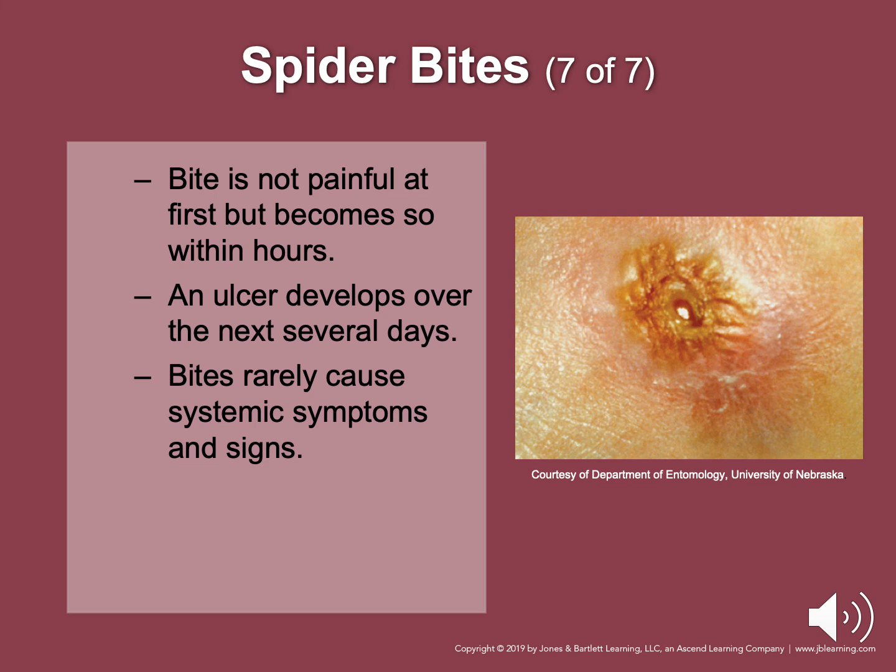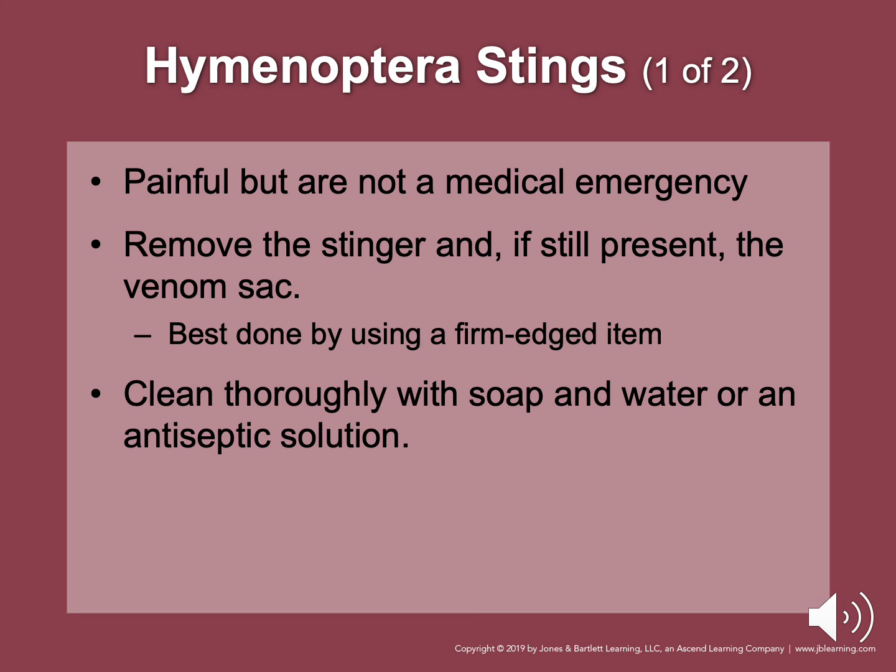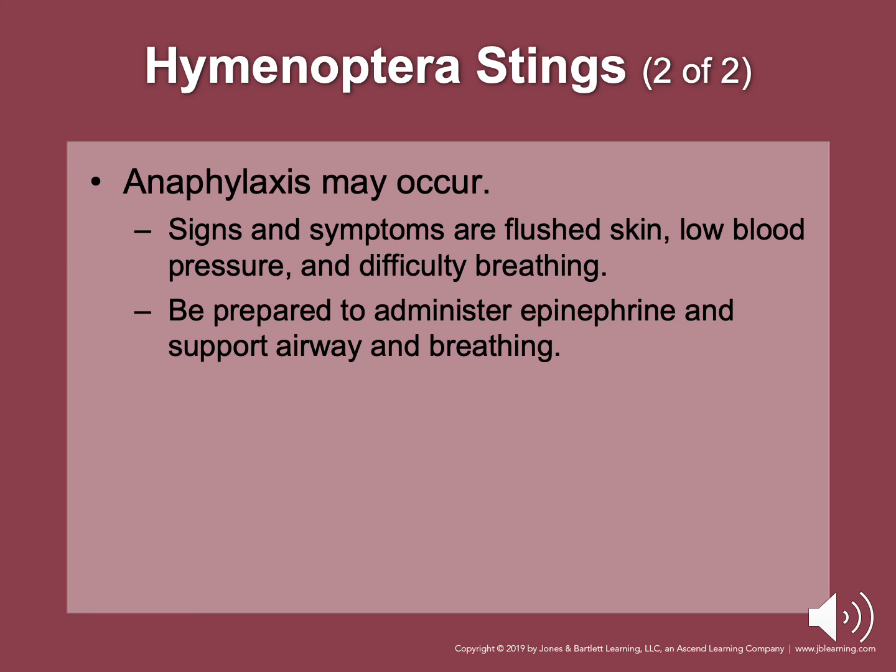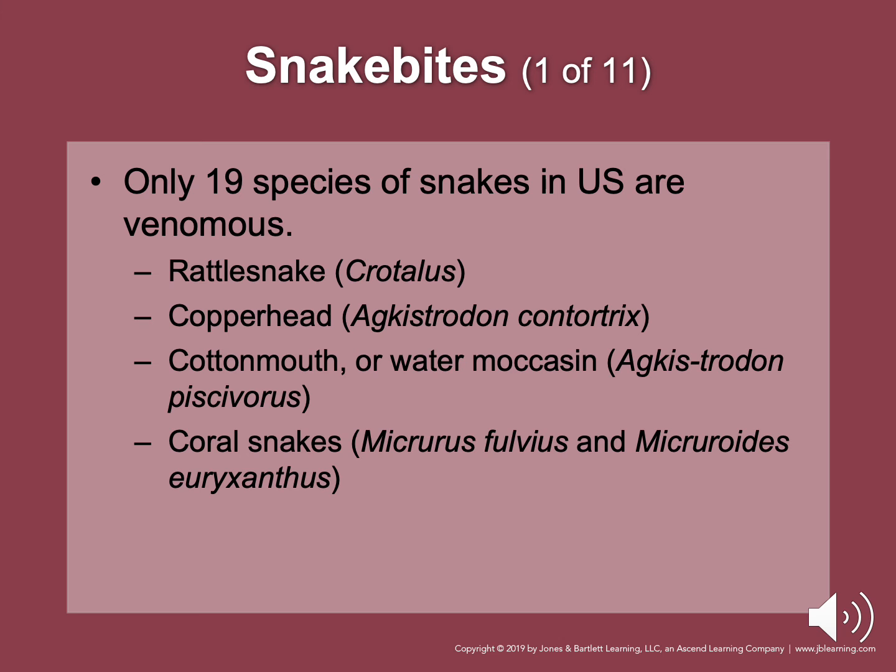Snake bites. There are several snakes out there, but only 19 are venomous. There's a picture of each one of those. Here's some information about the snake. Some information about pit vipers. Signs of envenomation by pit viper include all of these. Coral snakes, some information about.